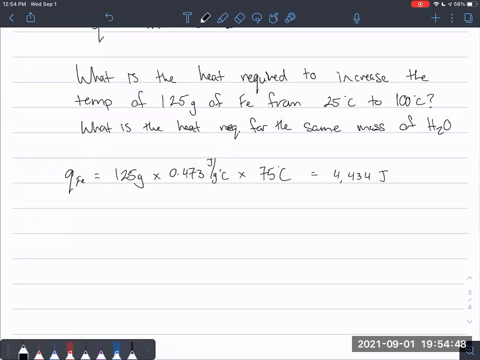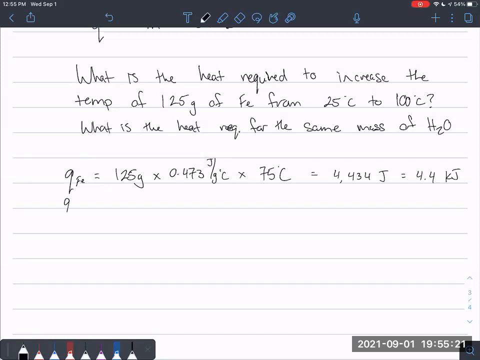Now we need to keep track of significant figures. So these are the fewest number of digits that we would report. And so in this case, we have 2 digits here, so we're going to keep track of our digits here. So this is going to be equal to 4.4 kilojoules, where this prefix here means 1,000. So this is 4,400 joules, or 4.4 kilojoules.